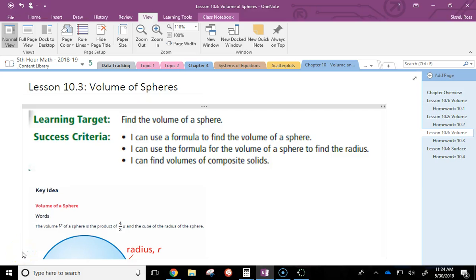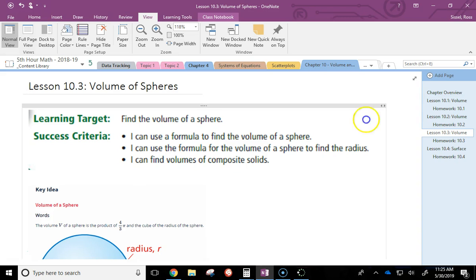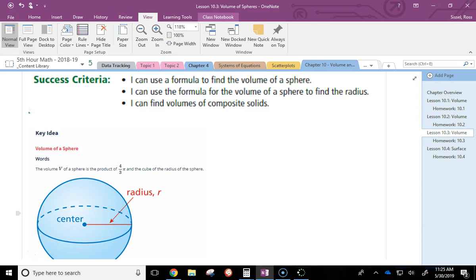Okay, so today we're working on lesson 10-3. It is volume of spheres. Our goal is that we can find the volume of a sphere. So we're going to find the formula to find the volume of the sphere using the radius. Okay, 2 days ago we did volume of a cylinder.